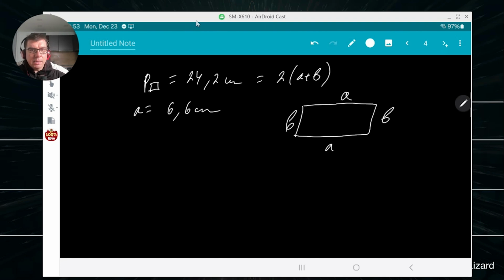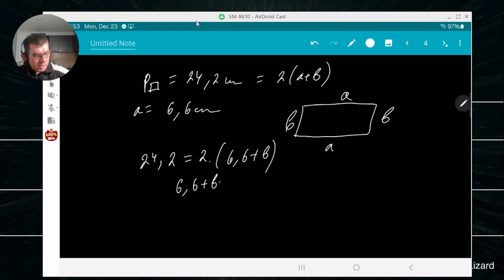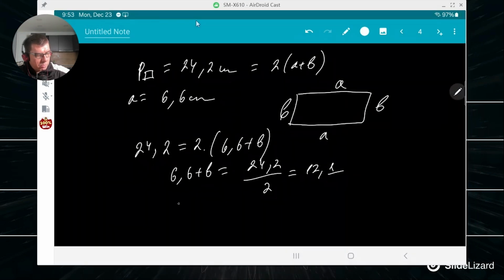So, if I substitute, I get the following equation: 24.2 equals 2 times (6.6 plus B), and I need to find the other side, B. 6.6 plus B equals 24.2 divided by 2, 12.1. So B equals 12.1 minus 6.6, which is what, 5.5, is it? 5.5? Yes.